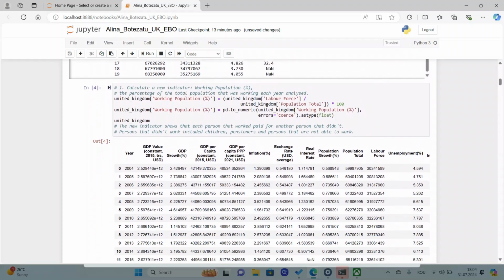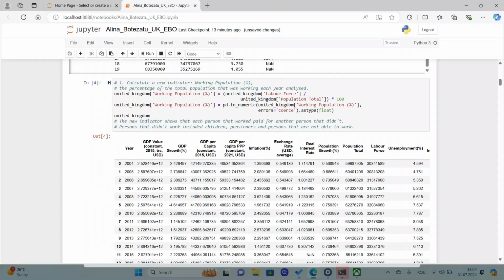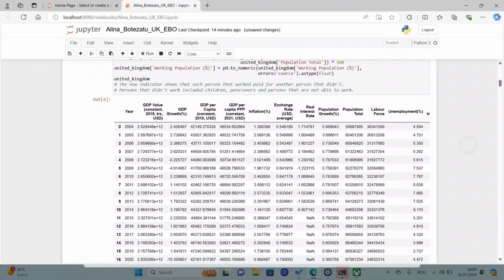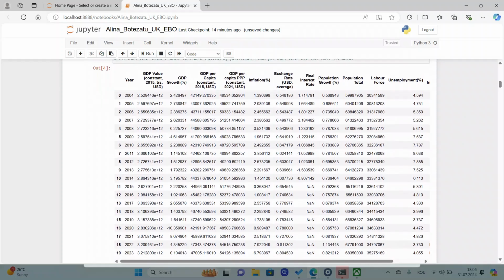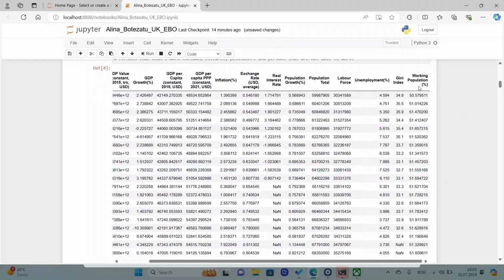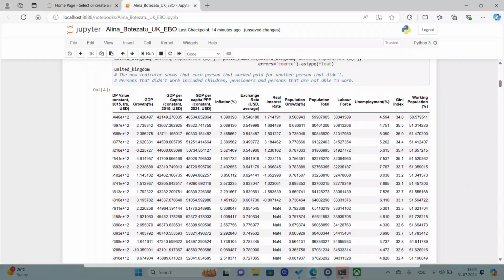Here I calculate a new indicator, working population: the percentage of the total population that was working each year analyzed. Here is the code, and this is how the data frame looks after I've done it, with the new indicator. The new indicator shows that each person who worked paid for another person who didn't. Persons who didn't work included children, pensioners, and other persons who are not able to work.